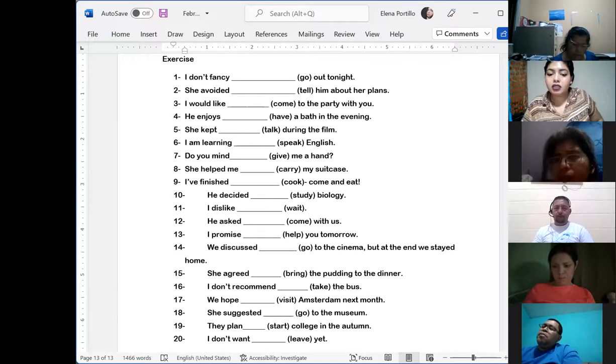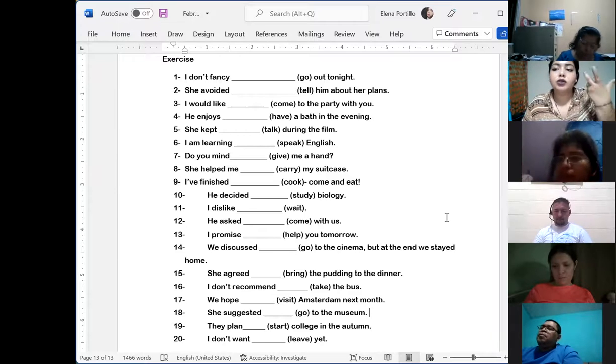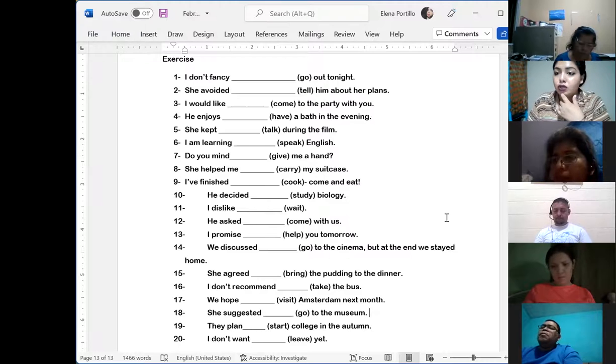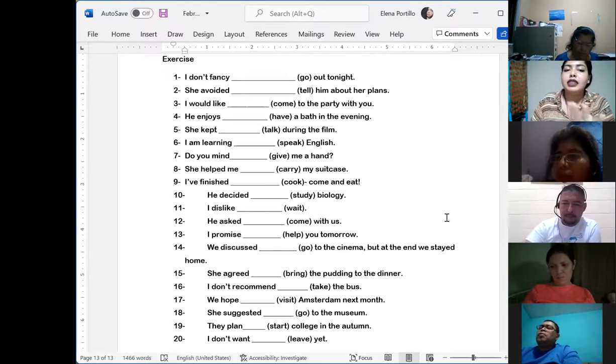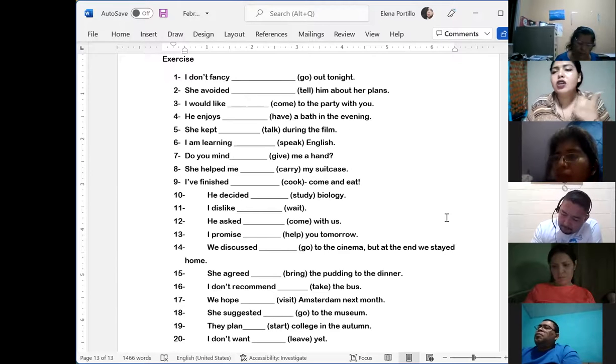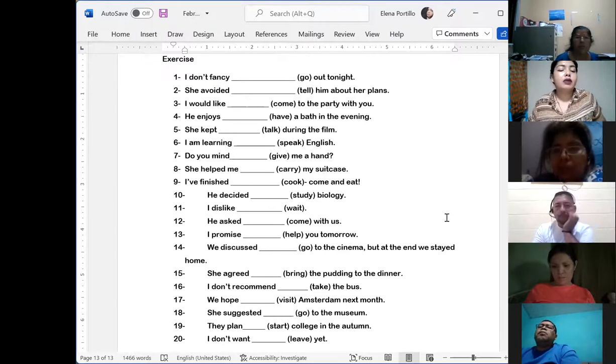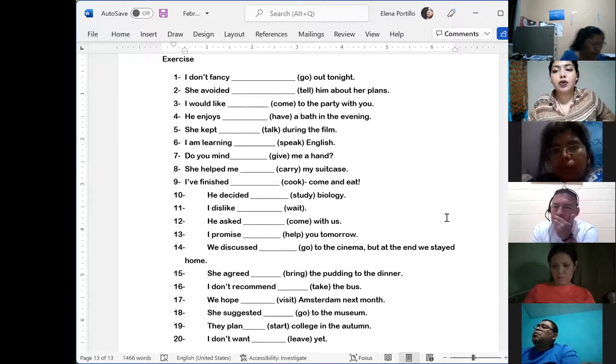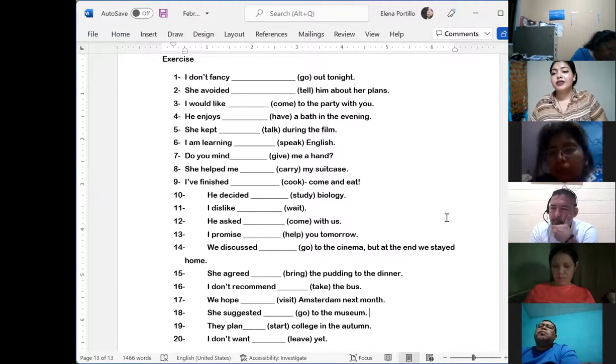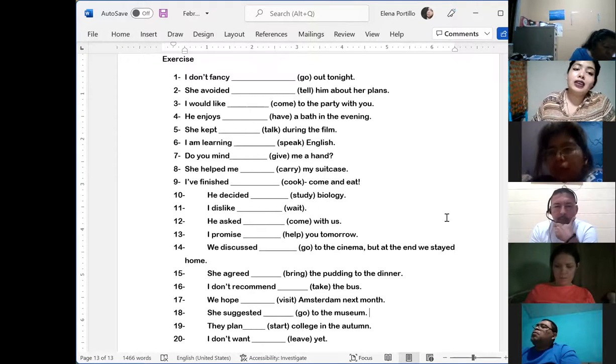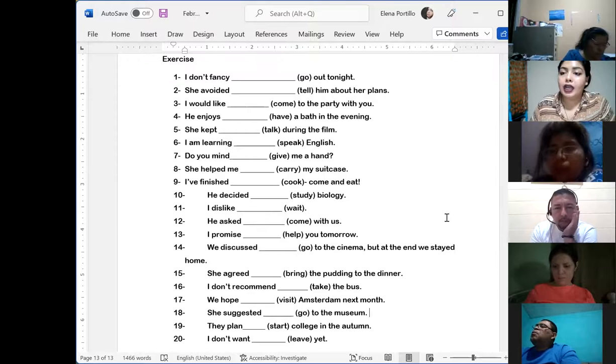So you have some minutes to think, to read, to understand what the sentence is about, and then we are going to answer this exercise. So you have to read the sentence and say, what is the best option? Maybe gerund, maybe infinitive form. So read the sentence and I will give you some minutes. Then I will ask you to tell me if the verb is in infinitive or if it is in ing form or gerund. So let's start.